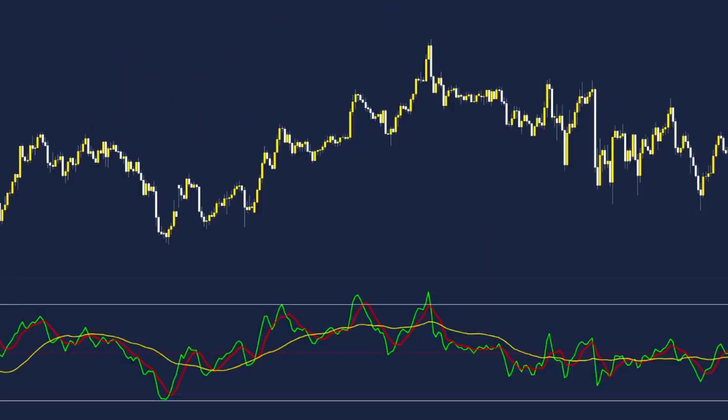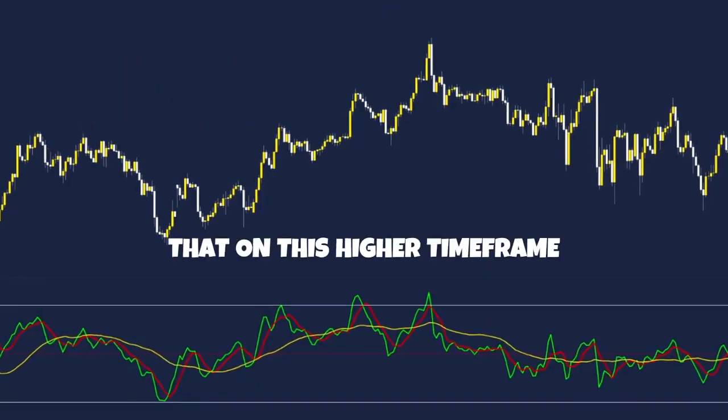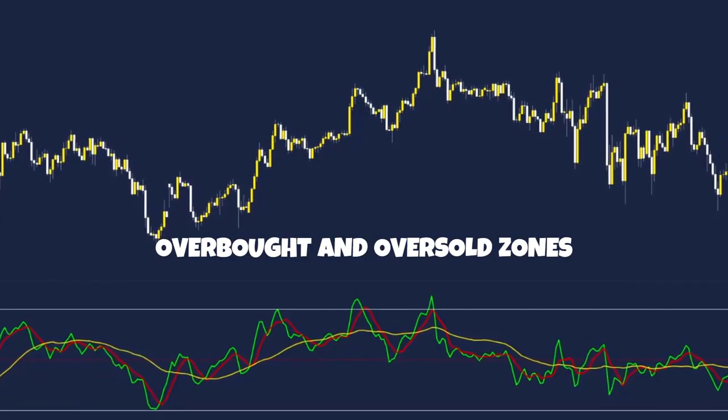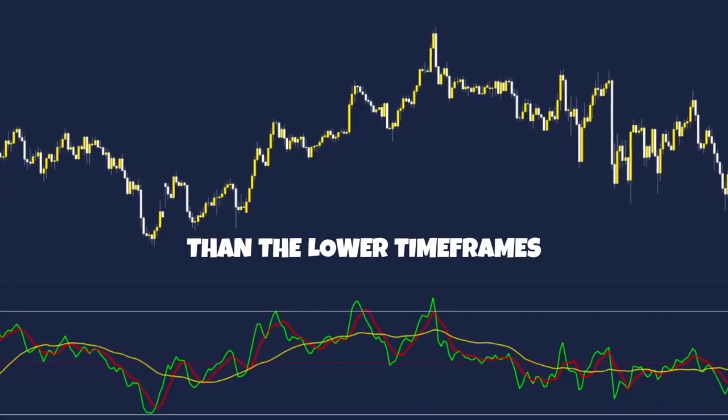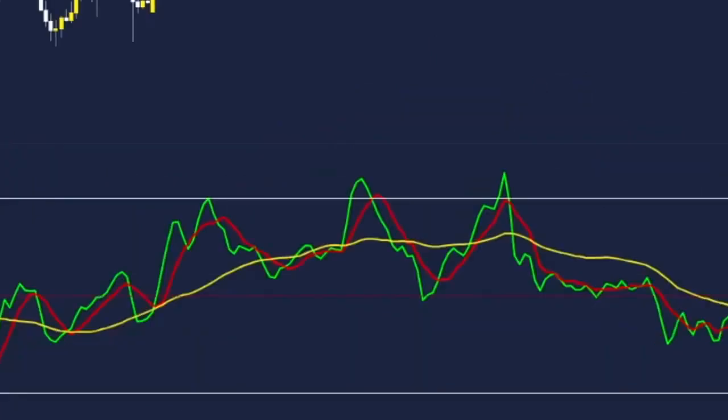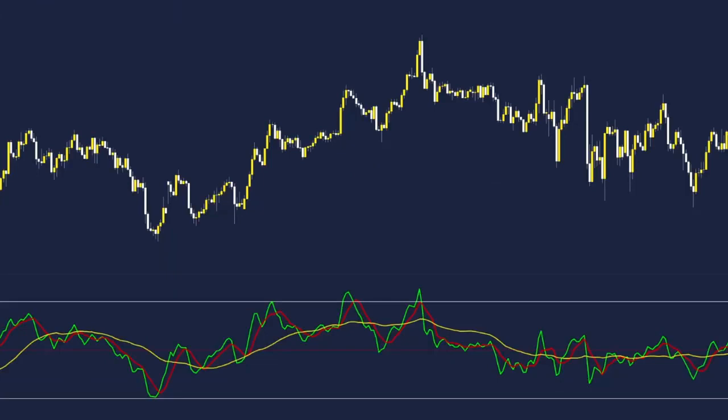If you take some time and look at the chart yourself, you will see that on this higher time frame, price will respect the overbought and oversold zones much more than the lower time frames, which is what day traders usually use. Now, for a sell trade, once the RSI line crosses above the 68 level, this white line here, all we have to do is wait.